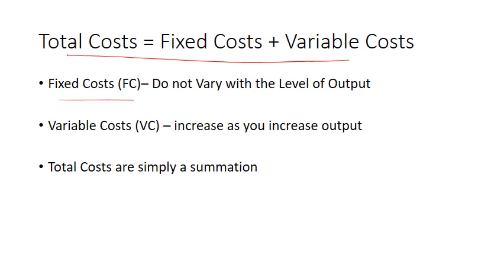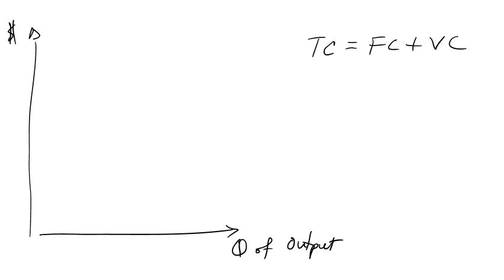So oftentimes, as you increase output, you are going to experience more and more costs. In our dog wash example, you could think about this as having to probably hire more employees in order to get those dogs washed, buy more supplies, all of these kinds of things. So total costs are really just a summation. You take your fixed, you add your variable on top of it, and you're going to get to total. Okay, so let's go ahead and graph our costs.